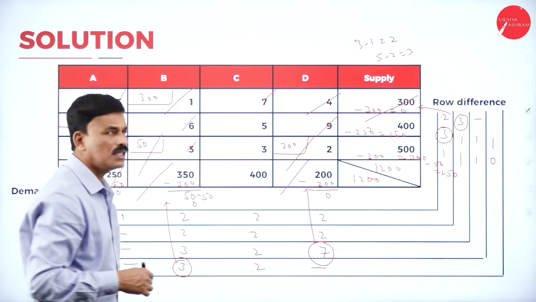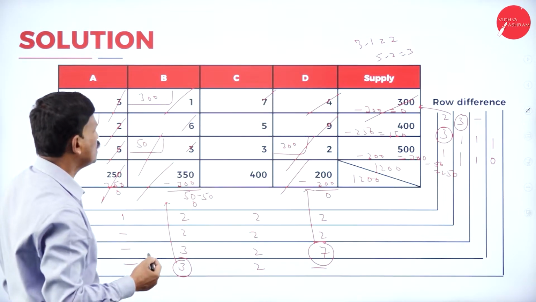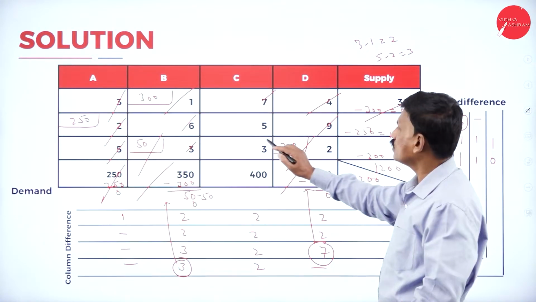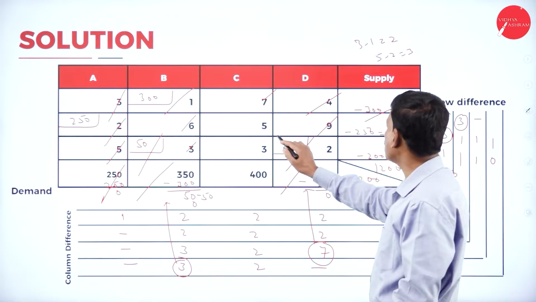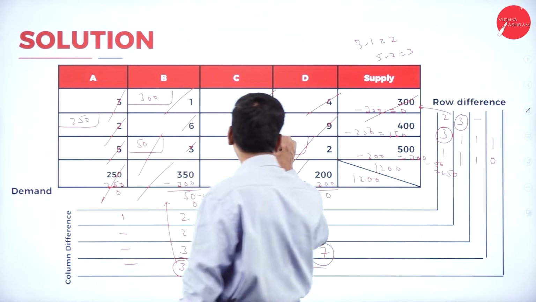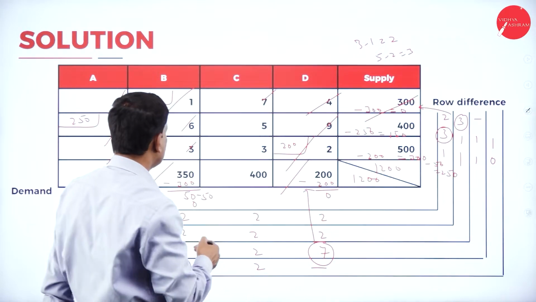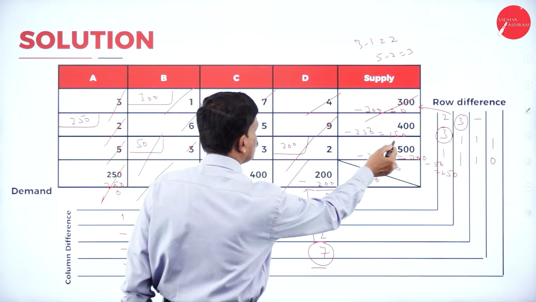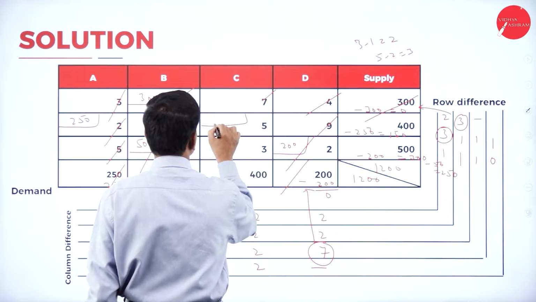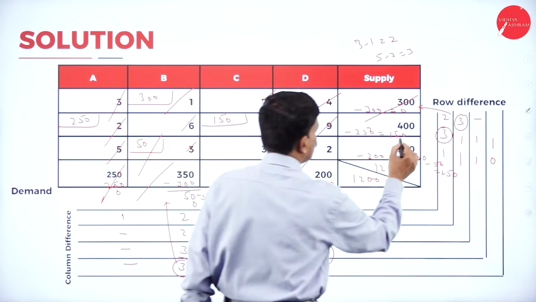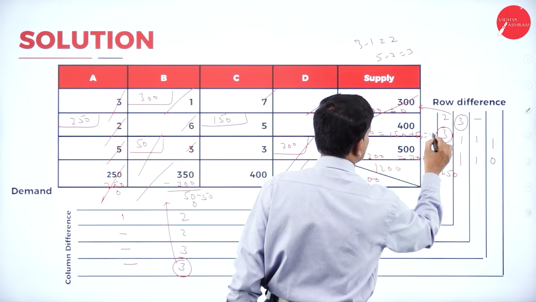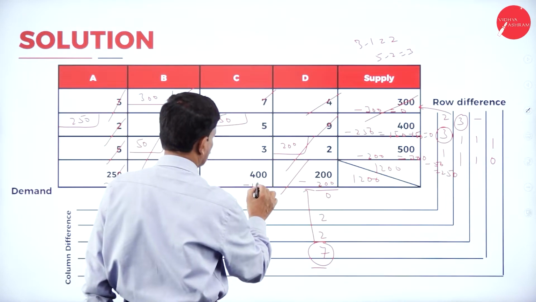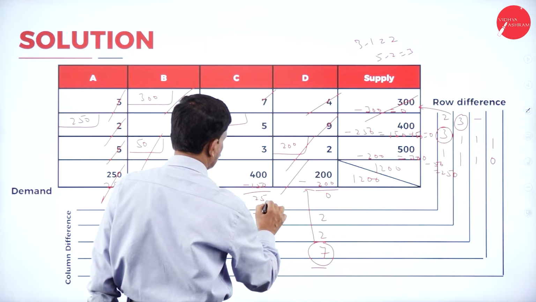Now next, what are the elements left here? 5 and 3. So the least value here is 5 itself. And for this particular 5, identify the supply and the demand. Demand is 300 and the supply is 150, which is minimum? 150 is minimum. We can allocate 150 here. 150 minus 150 becomes 0. Then here we subtract 150 and we get 250.